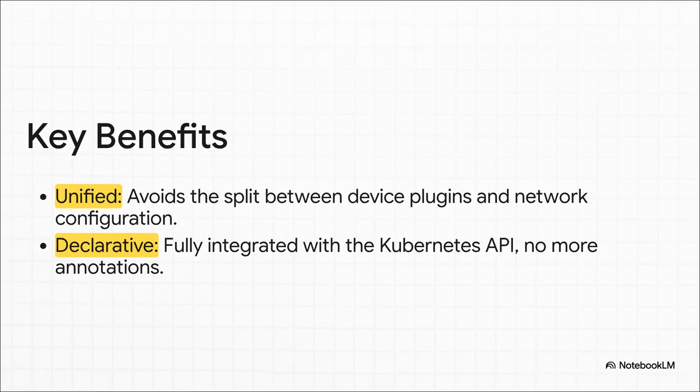Second, and this is just as important, it's declarative. Because we're using native DRA objects like resource claim, the entire network request becomes a first-class citizen of the Kubernetes API. This means we are finally free from the tyranny of stuffing complex, unstructured JSON configuration blobs into pod annotations. And by being a native API object, we get all the incredible benefits of the Kubernetes API machinery for free. Strong validation, rich tooling support, and a clear, consistent user experience across the entire ecosystem.